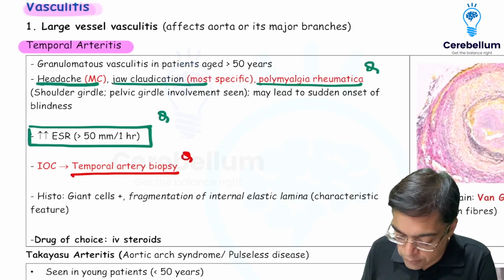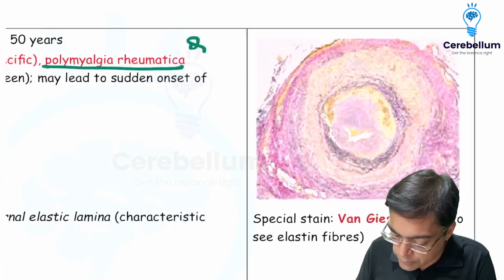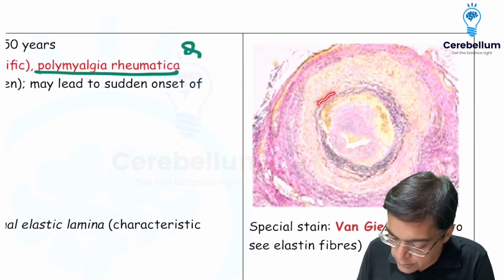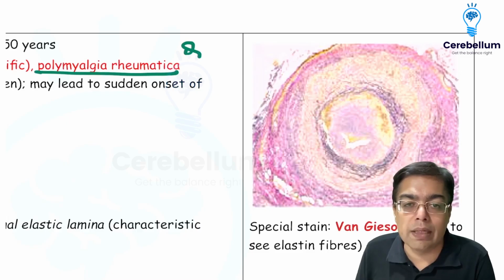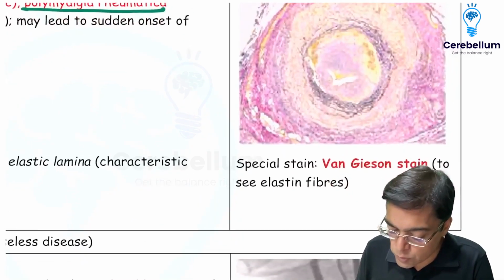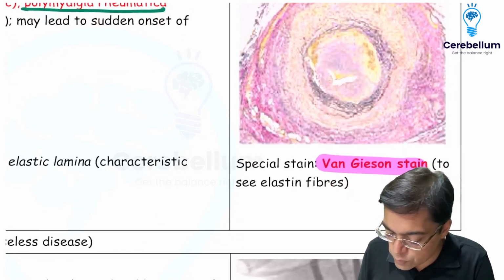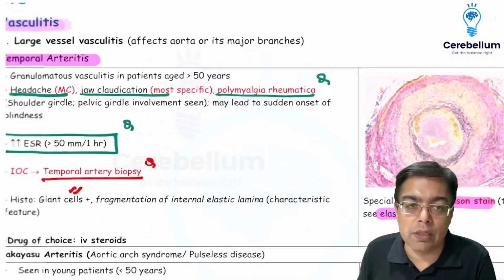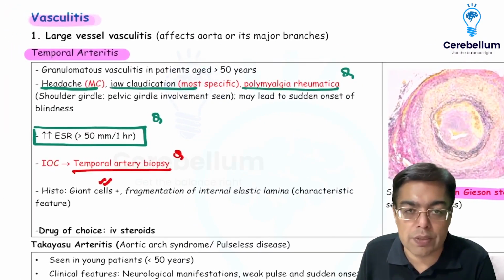Ideal investigation to be carried out in these patients is a temporal artery biopsy, which can show you the presence of a granulomatous inflammation and having therefore the presence of giant cells and the fragmentation of the internal elastic lamina. To see for the fragmentation of the internal elastic lamina, you are going to be using a special stain which can be useful for picking up the elastin fibers, and that special stain is what is going to be given the name of the Van Gieson stain. So Van Gieson stain is useful for picking up the elastin fibers. So this fragmentation of the internal elastic lamina is something which is going to be a characteristic feature.